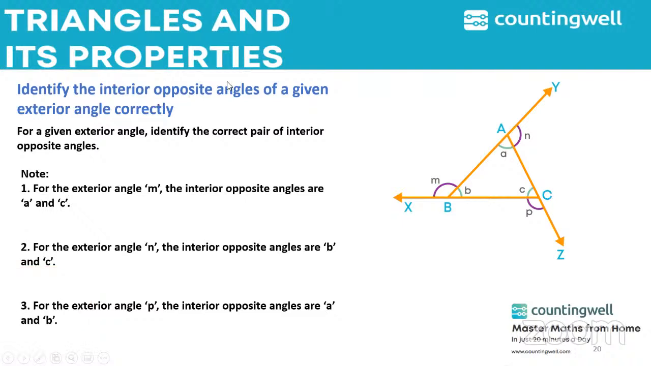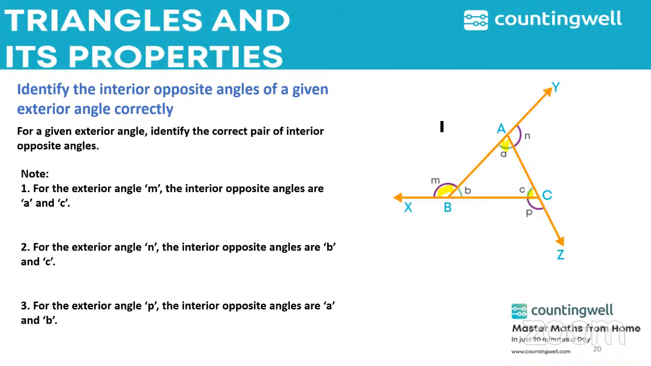Now let us identify the interior opposite angles of a given exterior angle correctly. If you are given a figure like this, please don't get confused in identifying the exterior angle and the interior opposite angles. For example, M is the exterior angle of triangle ABC because it is formed by the extension of side CB and the adjacent side AB. So the interior opposite angles will be A and C, not A and B.